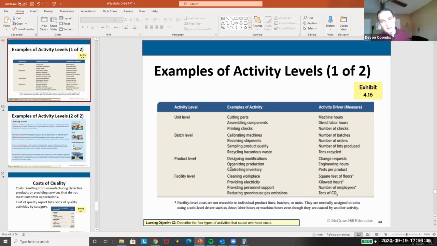Product level might be the designing, like the engineering designing, the organizational production, the controlling of the inventory. And then you can see the activity drivers related. And the facility level might be cleaning the workplace, providing electricity, greenhouse gas emission. So just realize that we could have activities at each of these levels and track them potentially at each of these levels as well.